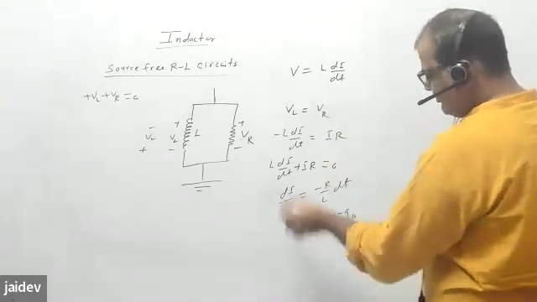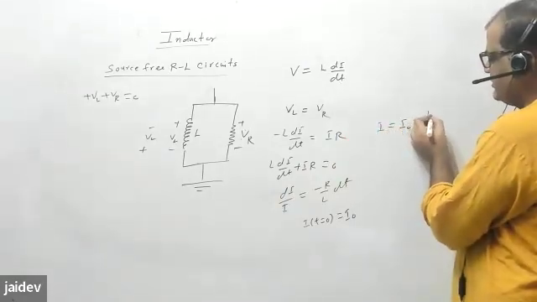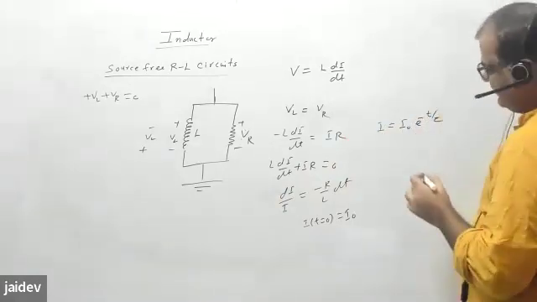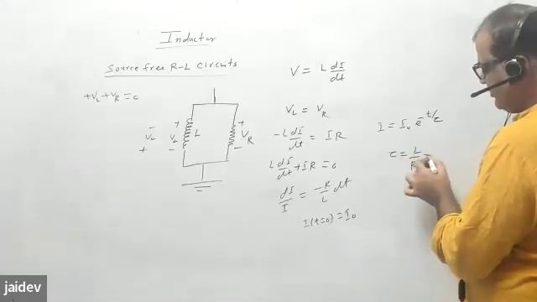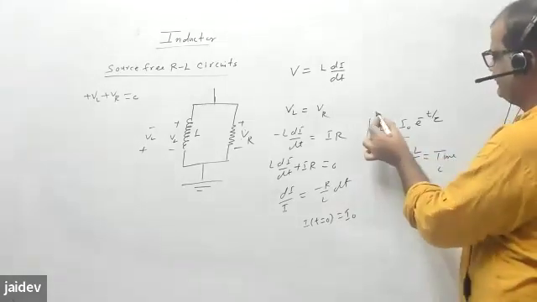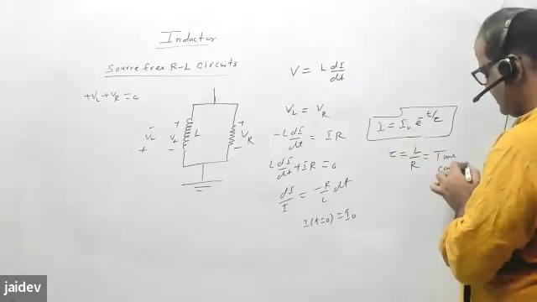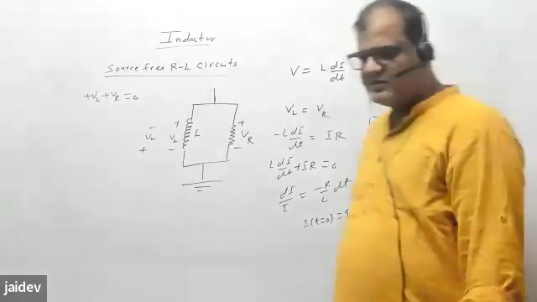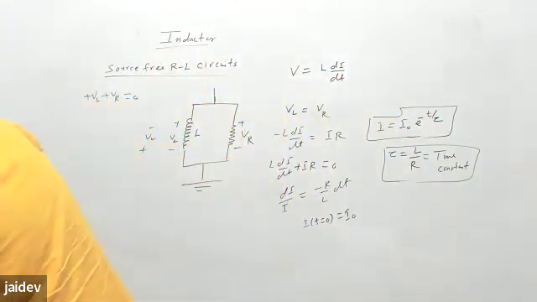Using this boundary condition, if you solve this equation, it will give you I equals I naught e to the power minus t by tau. And tau will be L by R, the time constant of the circuit. You can solve this equation and the same equation will come. The rest is everything the same, as you did for the capacitor. So let us understand this with an example.